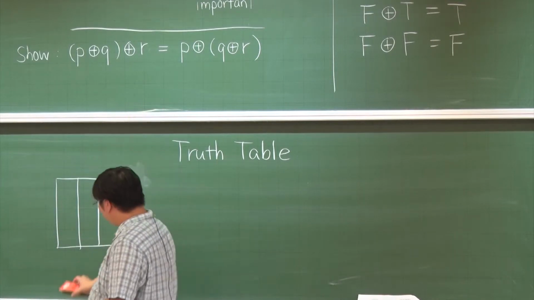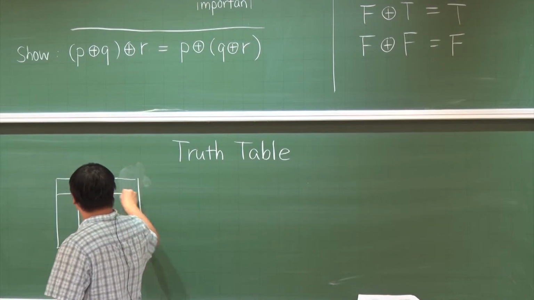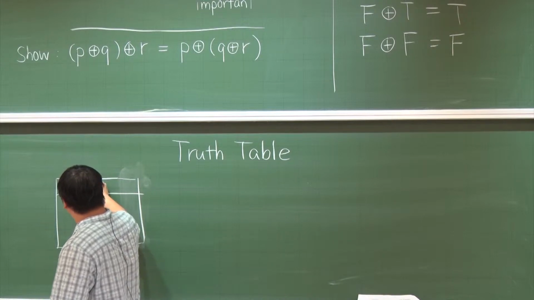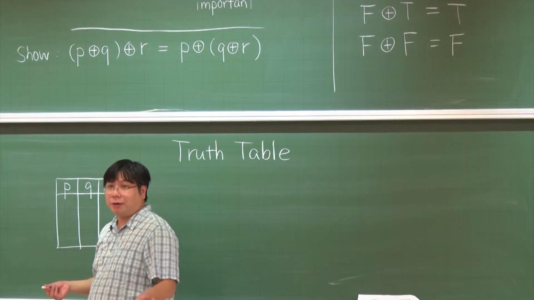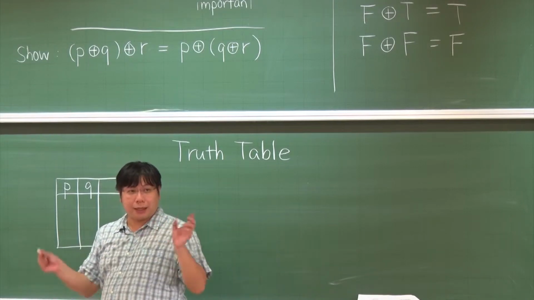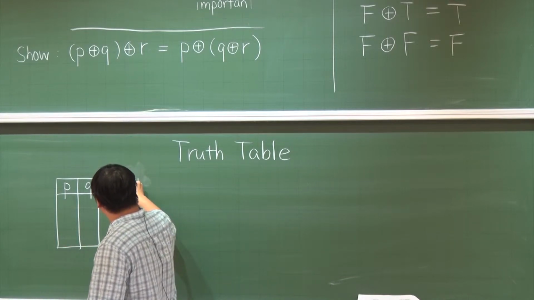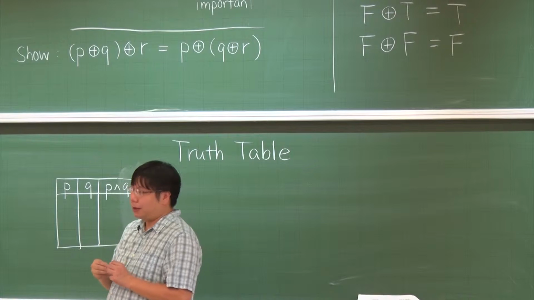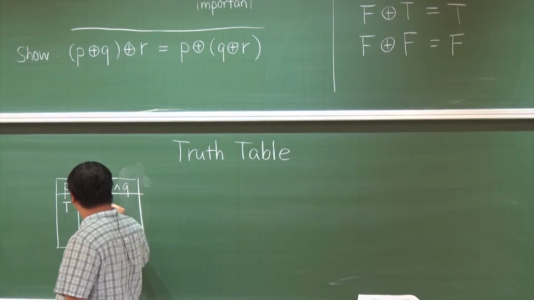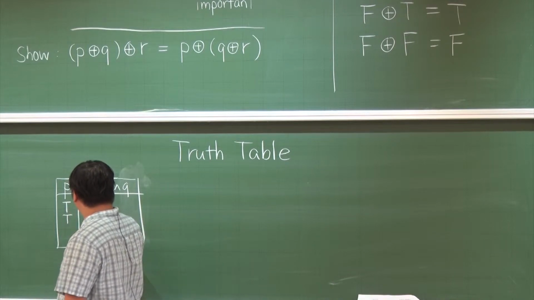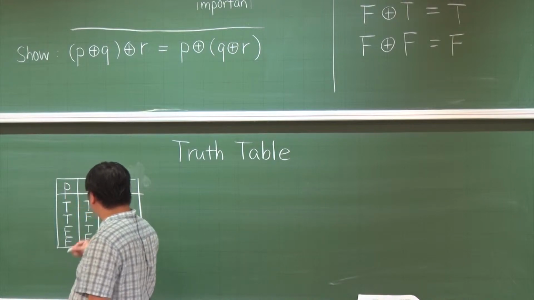So we will get back to this problem very soon, but let me introduce what a truth table is. A truth table is something that summarizes the truth value of a particular proposition in different cases. So for instance, this is P and Q. What we are going to do is write down T, T, T, F, F, T, and then F, F. Is that okay?